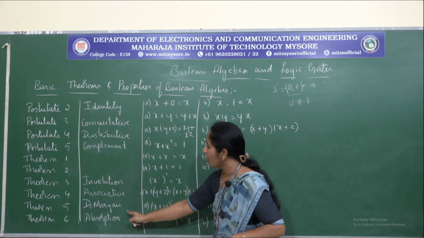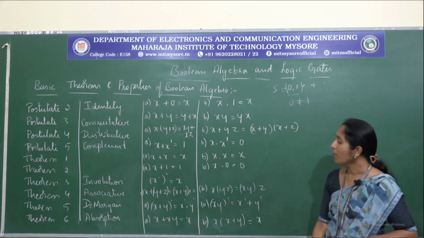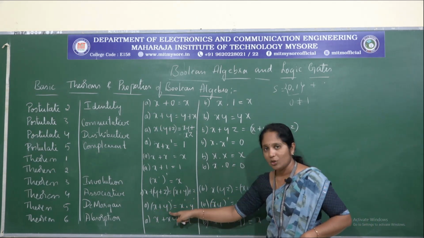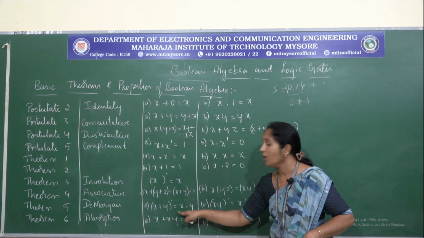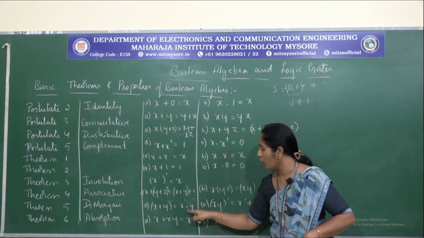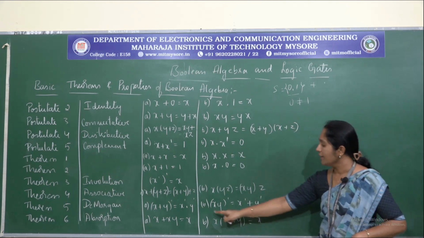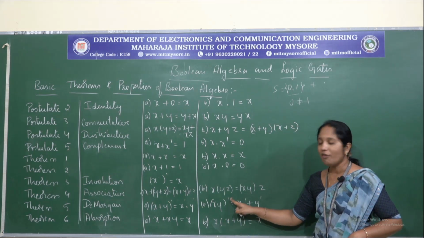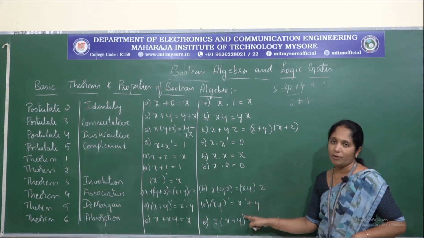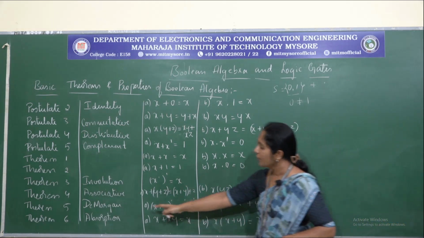Next we have De Morgan's theorem. De Morgan's theorem states that the complement of the sum of two variables is equal to the product of individual complements. The other version is that the complement of a product is equal to the sum of individual complements. Okay, so that is the fifth theorem.